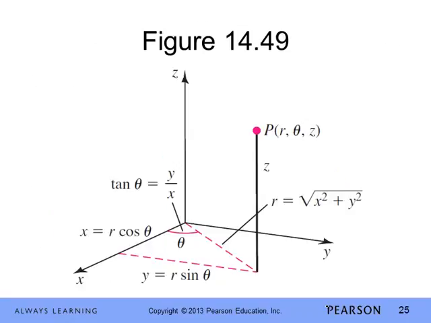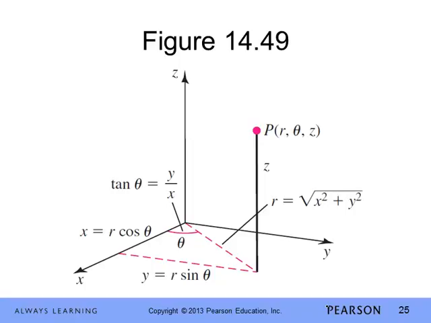Now, how do we convert between rectangular and cylindrical coordinates? Remember that. Here on the xy plane, r is the distance from the origin out to the point projected down on the xy plane. Angle theta is the angle made between that radial element and the positive x-axis. So we can go in the opposite direction. If we know r and theta, then the x-coordinate is given by r cosine theta. The y-coordinate is given by r sine theta. And r, of course, is the square root of x squared plus y squared.